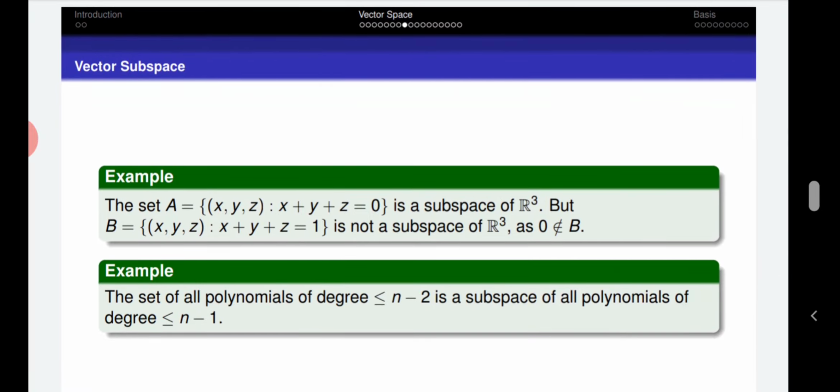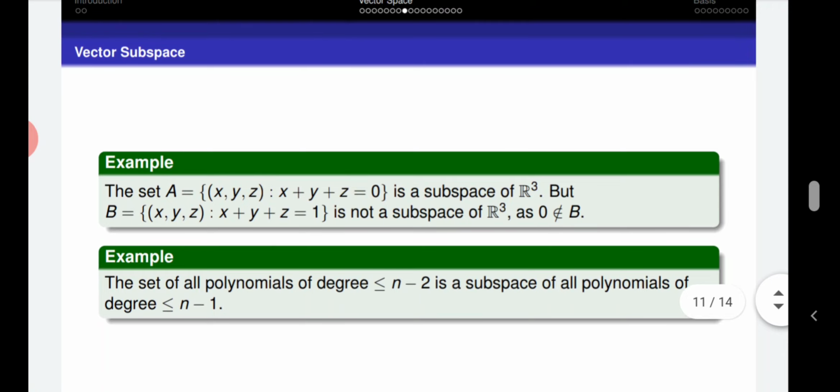Now we have an example on subspaces. The set A equal to {(x, y, z) such that x plus y plus z is equal to 0} is a subspace of R3, but B equal to {(x, y, z) such that x plus y plus z is equal to 1} is not a subspace of R3 as 0 does not belong to B. Another example, the set of all polynomials of degree less than or equal to n minus 2 is a subspace of all polynomials of degree less than or equal to n minus 1.